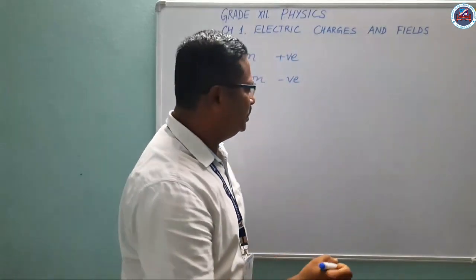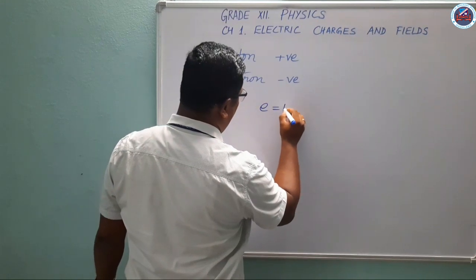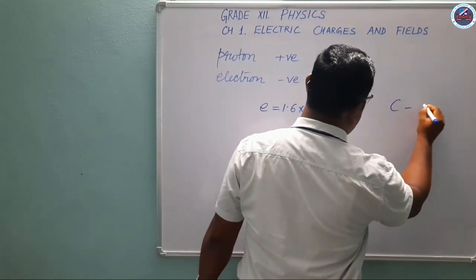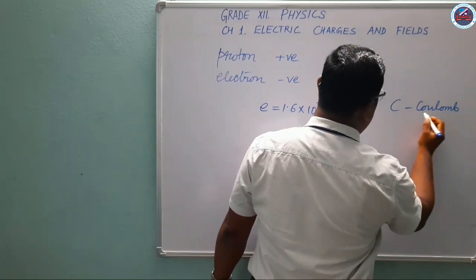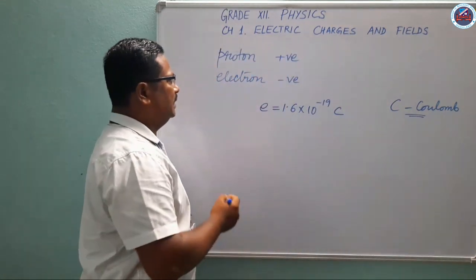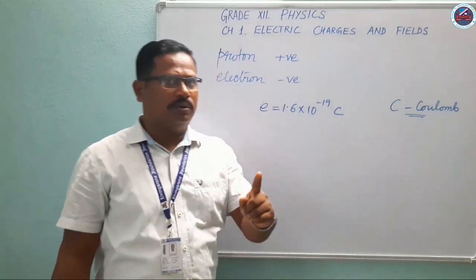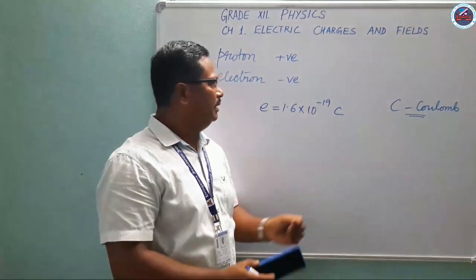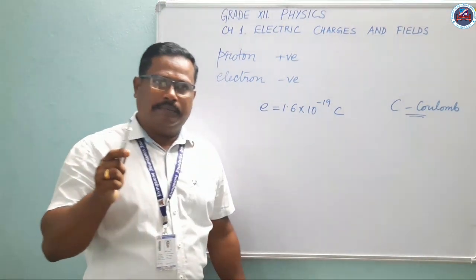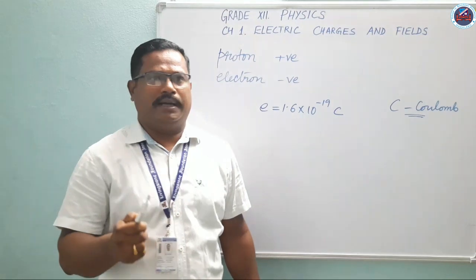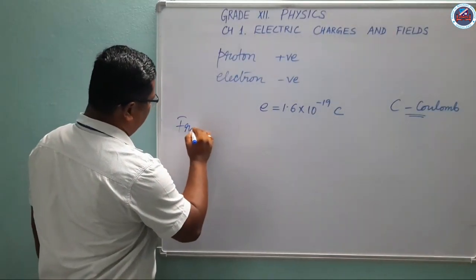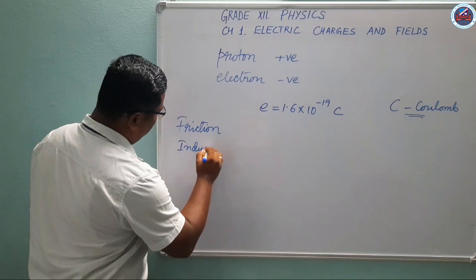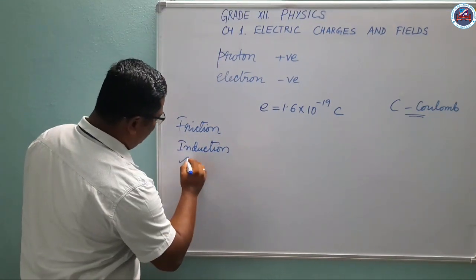The basic unit of charge, we write it as e, that is 1.6 times 10 to the power minus 19 coulomb. Here C indicates coulomb, and this is the SI unit of charge. Now, one electron or one proton will always have this value of charge with them. A body can be charged by friction, by induction, and by conduction.